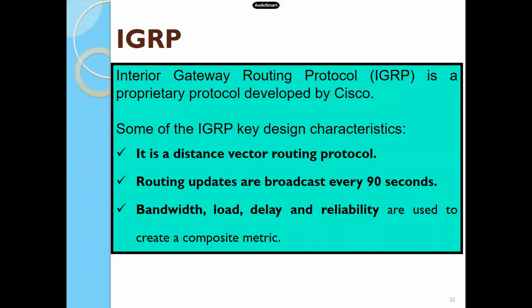IGRP, that's another kind of protocol. It's the Interior Gateway Routing Protocol. It is also a distance vector. In here, the periodic update happens every 90 seconds, unlike RIP, where it happens every 30 seconds. The main metric here is the bandwidth, but they all create a composite metric: bandwidth, load, delay, and reliability.